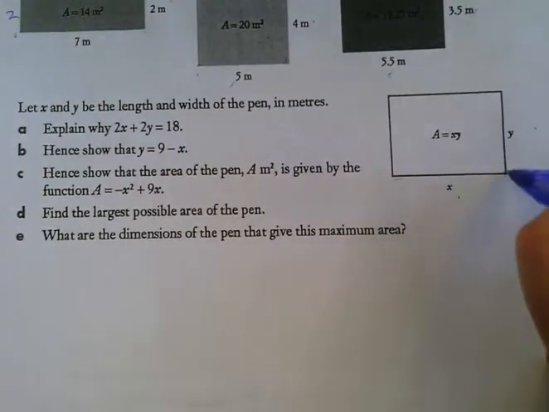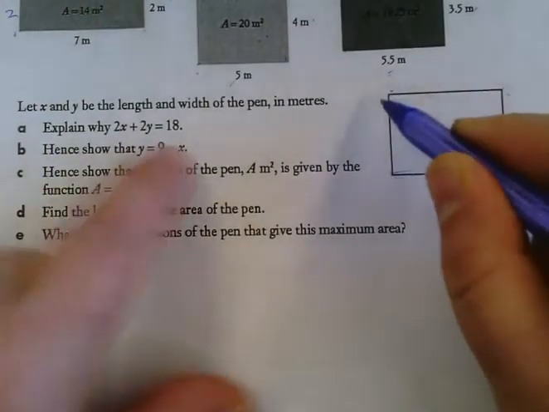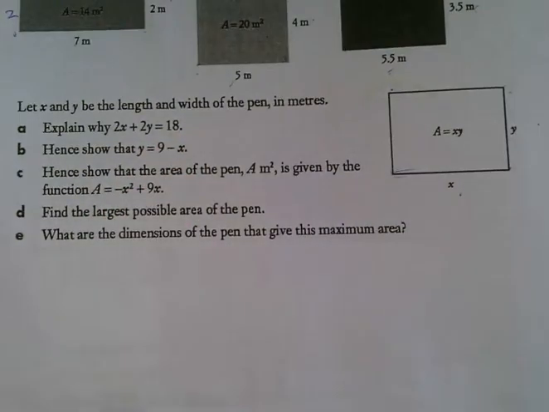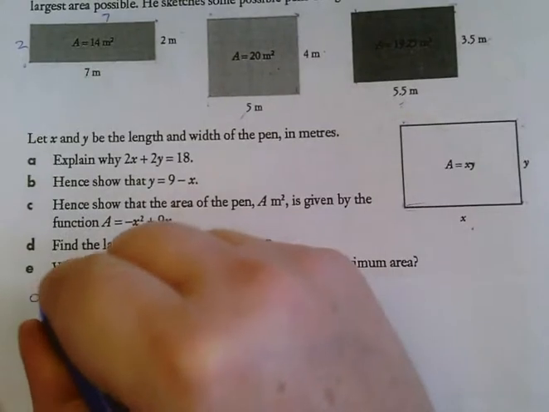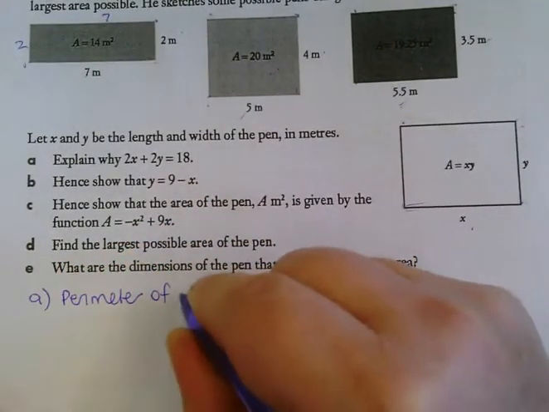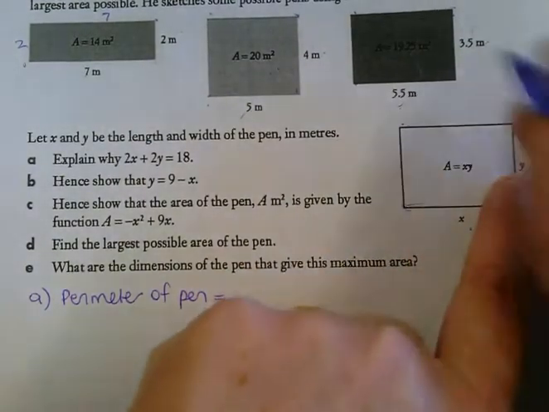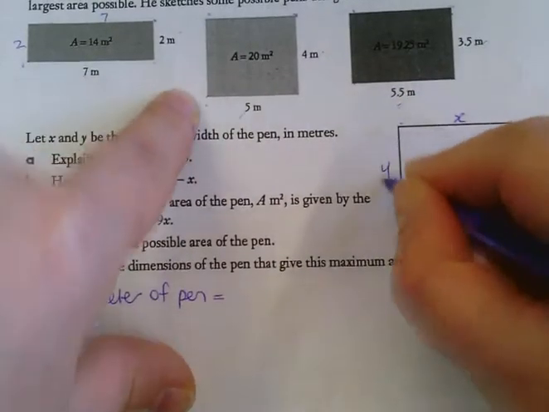So, it says explain why 2x plus 2y is 18. What's this 2x plus 2y? Isn't it x plus y is 18? Why is that the case? I just showed you up there with numbers. Because it's the perimeter of the pen. How do you do the perimeter of the pen? Isn't it x plus y plus x plus y? Do you see that?